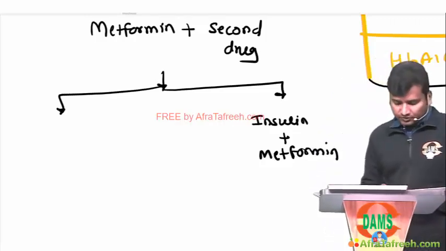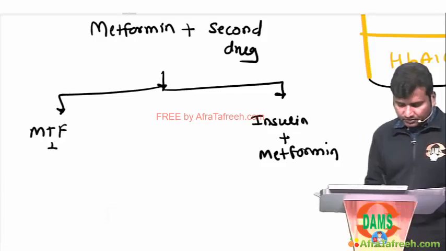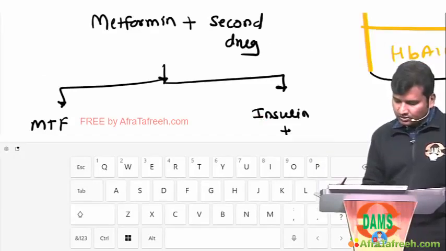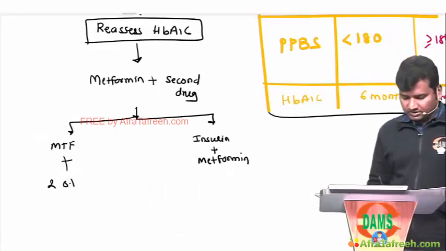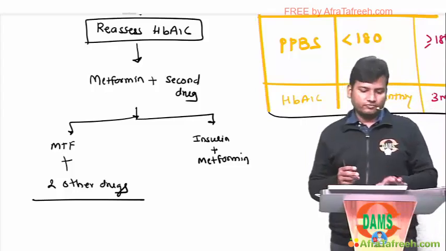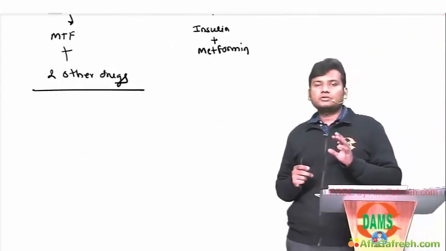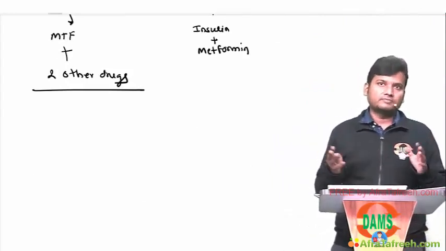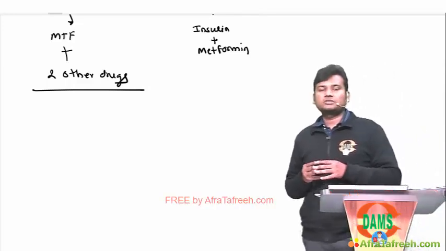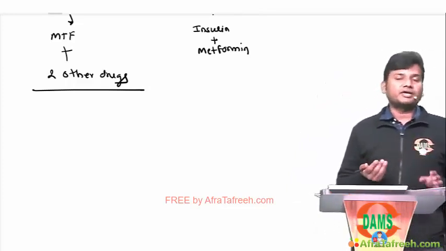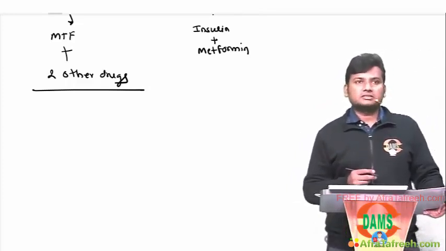So with metformin, we will add two other drugs. So with metformin, we will start with two other drugs, but these drugs, they should have different mechanisms of action. Okay, maximum you can give four oral drugs with different mechanisms of action. And after giving four drugs with different mechanisms of action, if still sugar is not controlled, then we have no option. We have to go with injections of insulin.